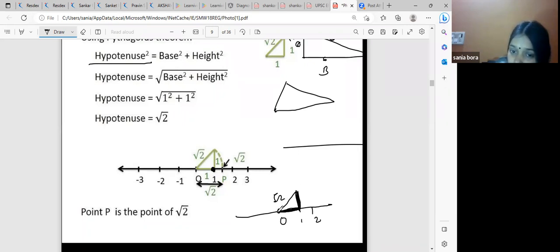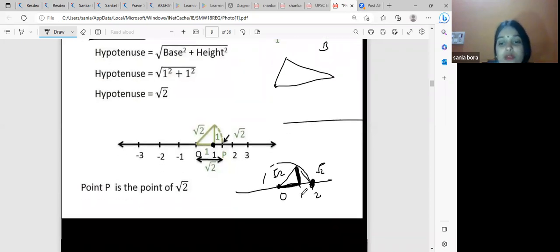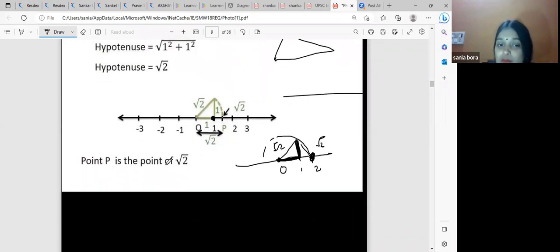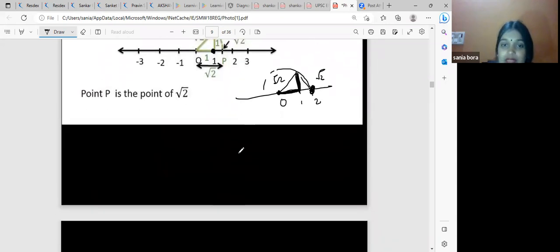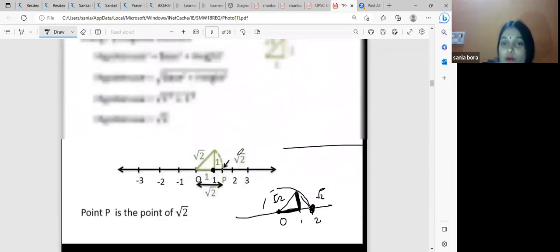Then you will measure it like this. You will put your compass here and measure this. Then you are simply going to keep your compass here and make a curve like this. Wherever this curve comes, that will be your under root 2. We put the compass and put the pencil tip on the opposite side, and then simply put the point like this. See, point P is the point over here. Clear? That's it, you are done with that. I hope you got it.